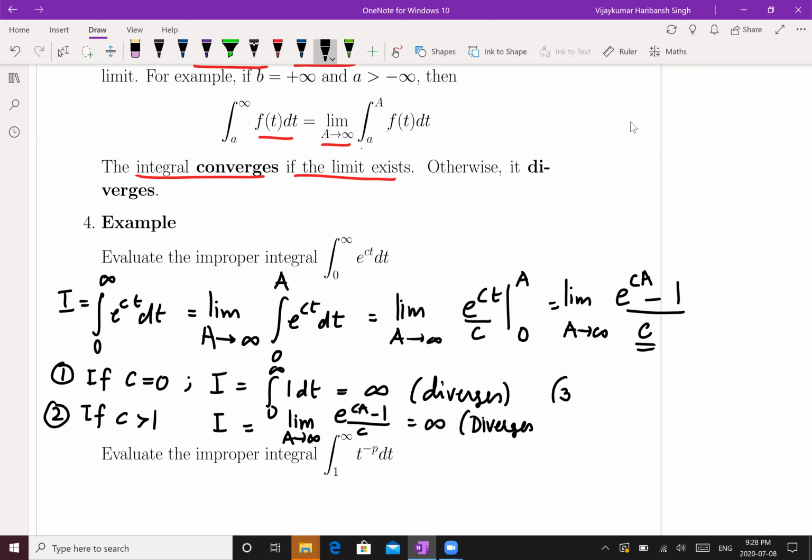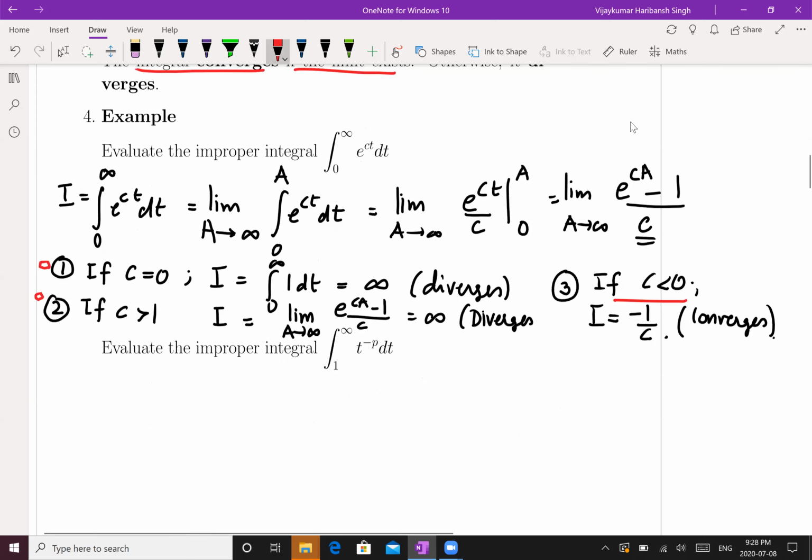Now case 3, if c is less than 0, then I equals this limit, which is going to be minus 1 over c. So therefore it converges. So this integral only converges when c is less than 0 and diverges in these cases.